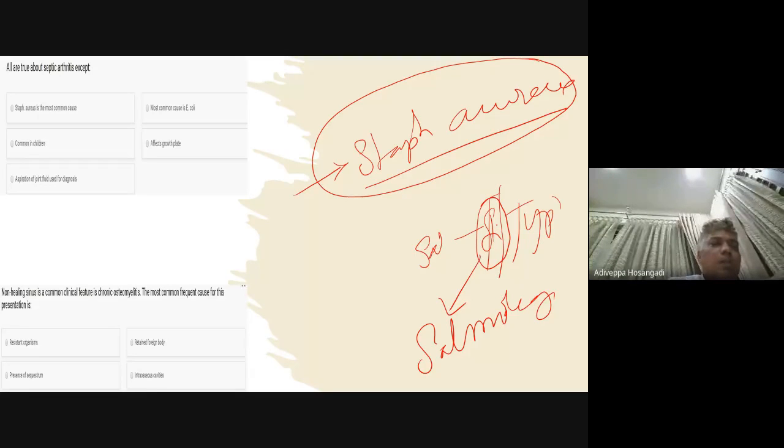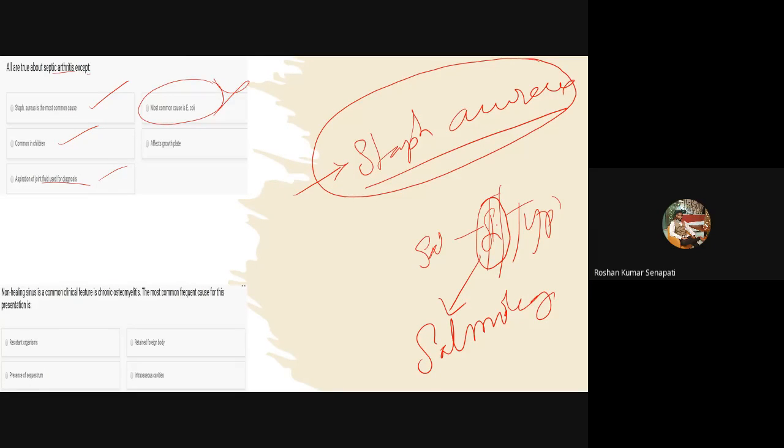So, Staph aureus is common. Septic arthritis is common in children. Aspiration, we have discussed, it is common. So, this is the exception, E. coli, right?